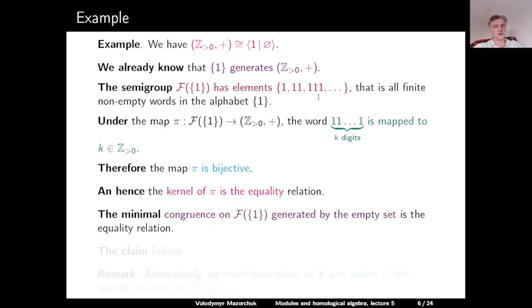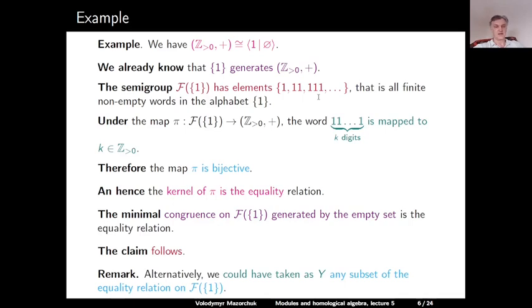And the minimal congruence on our free semigroup generated by the empty set is, of course, the equality relation. And this implies our claim. Alternatively, we could have taken as the set of the defining relations Y any subset of the equality relation on our free semigroup F of 1.